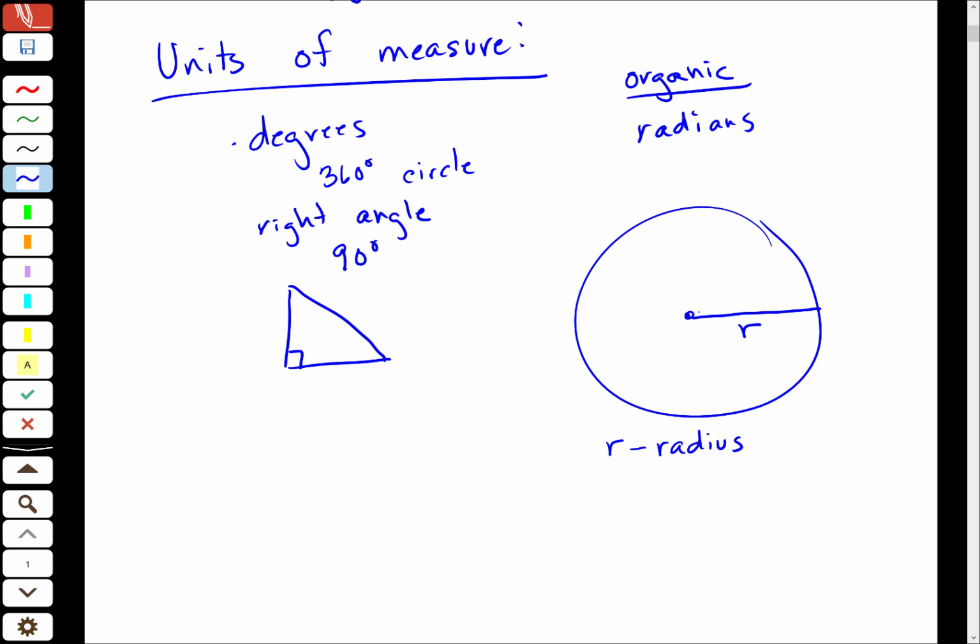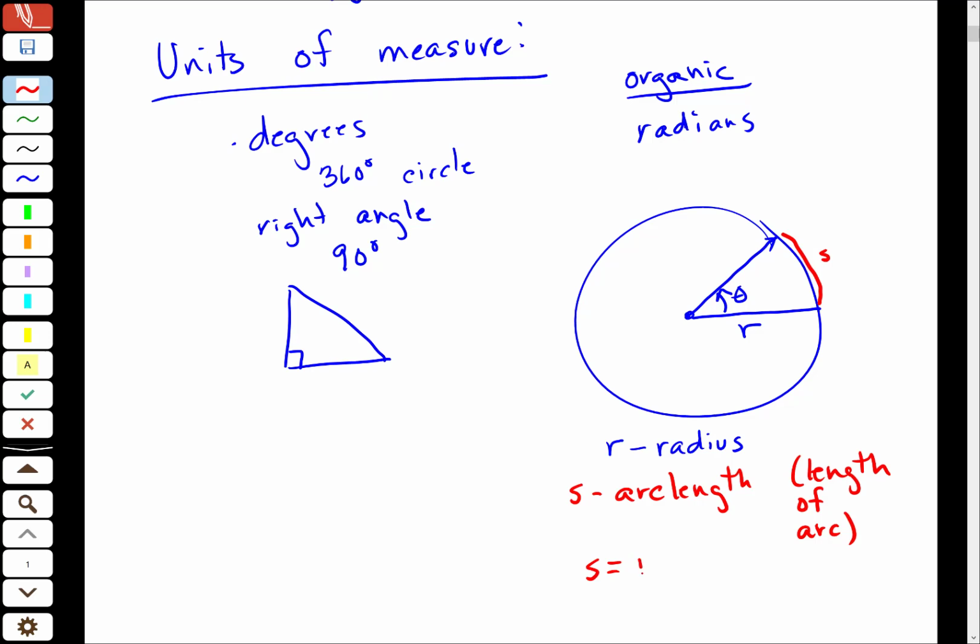And it turns out if I have an angle, we measure angles this way on this unit circle. Let's say I have this interior angle here, and I have this arc on the circle. S is called the arc length, meaning the length of this arc. It turns out that in radians, the length of this arc is directly proportional to the radius if you measure in this angle measure, this nice angle.